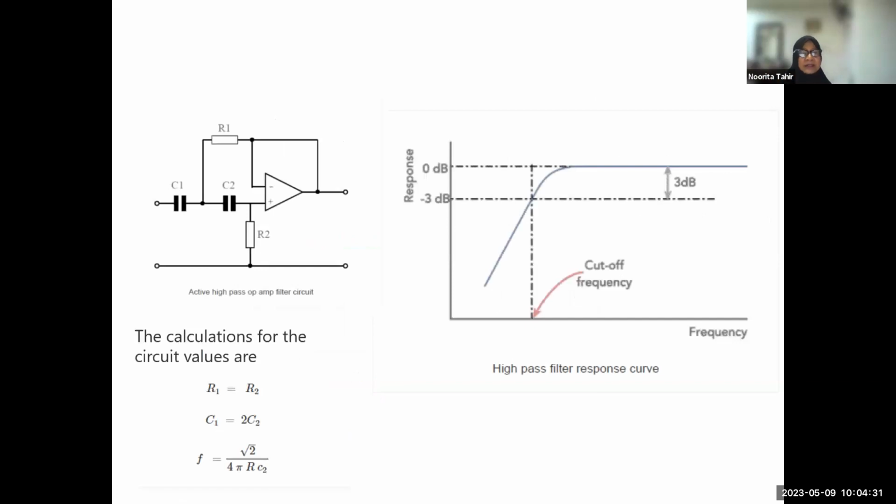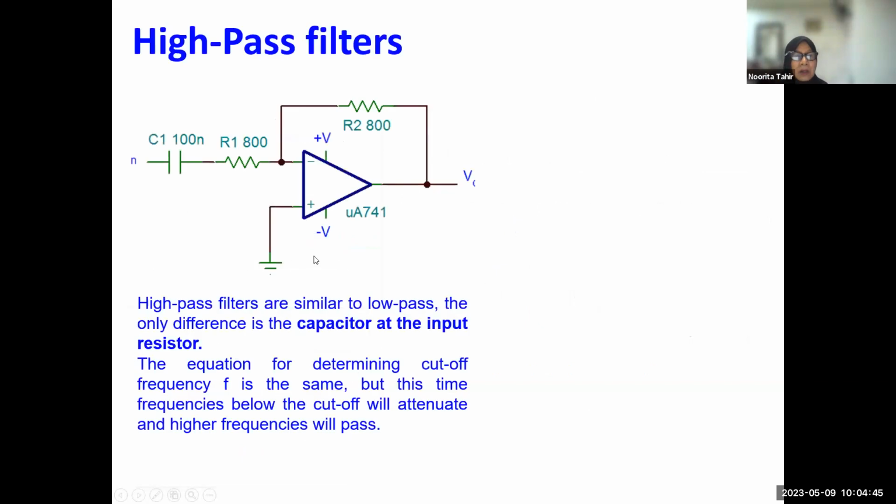This is one example of an op-amp circuit for active high pass filter, where R1 is equal to R2 and C1 is 2 times C2, and we have this. This is for 2-pole. For this 1-pole high pass filter, similar to low pass filter, the only difference is the capacitor at the input resistor.